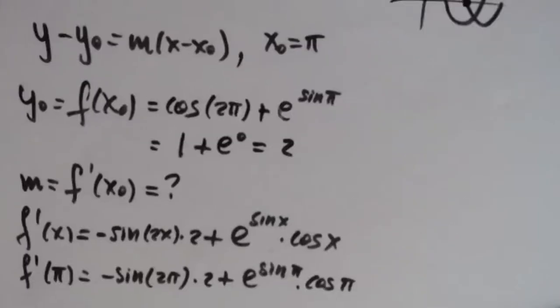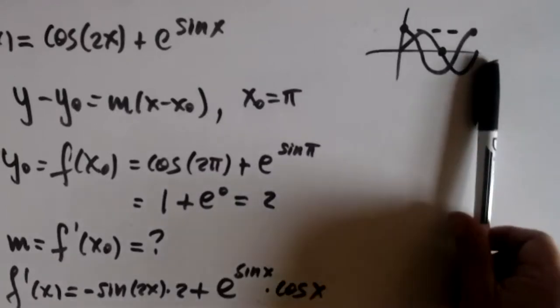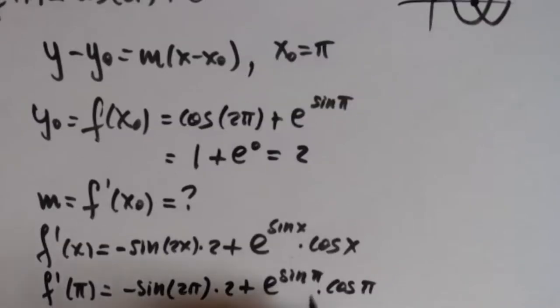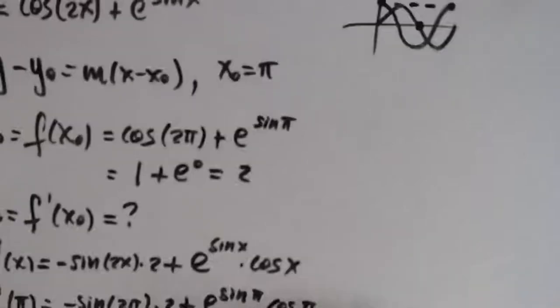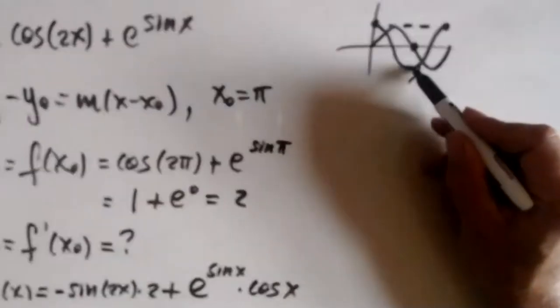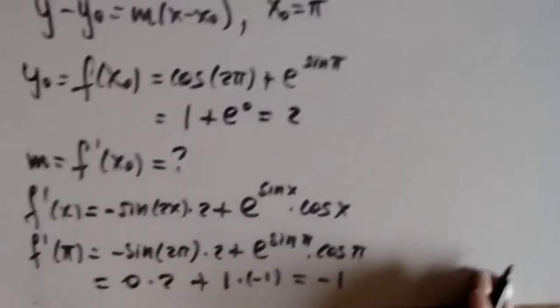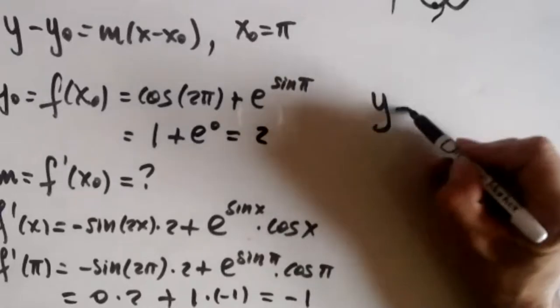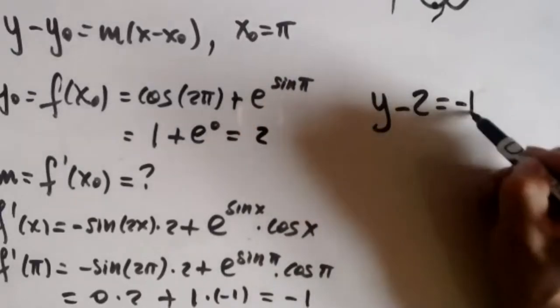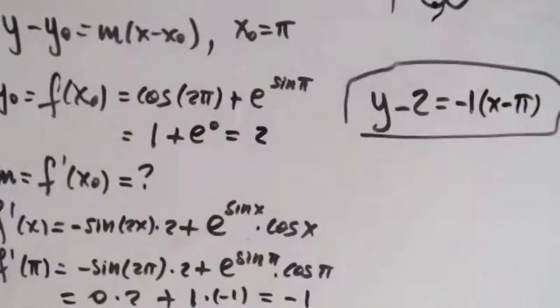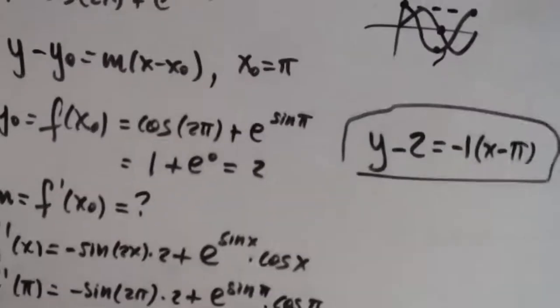So what is that equal to? Sine of 2 pi is 0. Viene cero. So this is 0 times 2 plus e to the sine of pi, which is e to the 0, so 1, times cosine of pi. Cosine of pi is negative 1. So I have 0 times 2 plus 1 times negative 1, so this is negative 1. So my slope is negative 1. So my line is simply y minus 2 equals negative 1 times (x minus pi). Here is my solution.